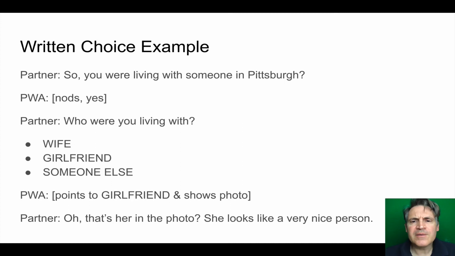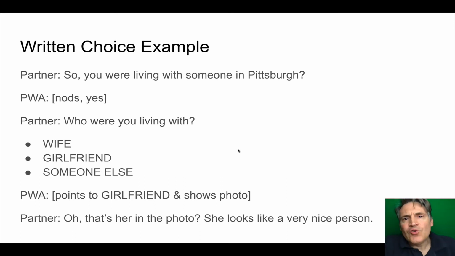So you were living with someone in Pittsburgh. Person nods. Who were you living with? You don't get much, or you know the person doesn't have a great way to tell you. You can again start writing your choices: wife, girlfriend, someone else. Points to girlfriend, shows photo, and if the photo is something that they already have in their wallet or some other place, that's great to know. Oh, that's her in the photo. She looks like a very nice person.